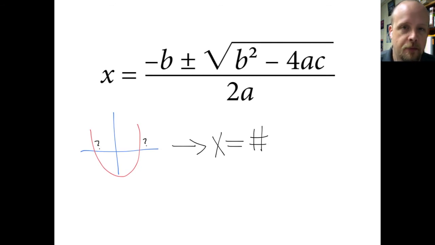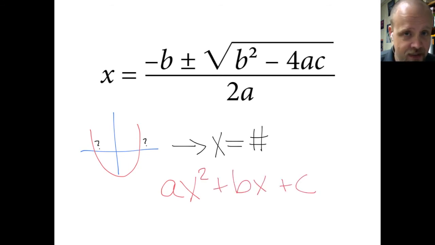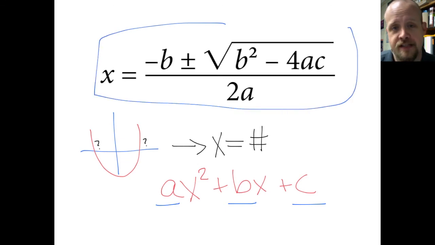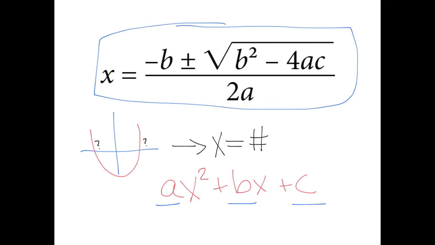All you have to really remember is that a, b, and c still come from our standard form, ax squared plus bx plus c. The a, b, and c are still the same values we're using, so you're not having to find anything new to start this formula. Memorize this. I can't say that hard enough. Memorize it. Plug in your numbers and solve. And we're going to practice that.